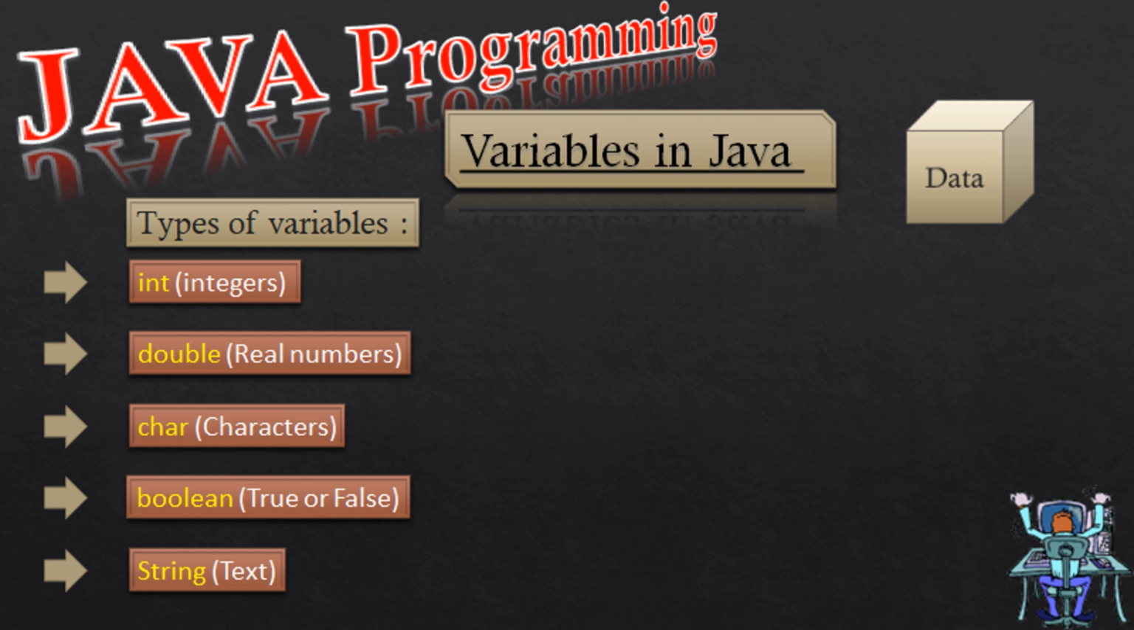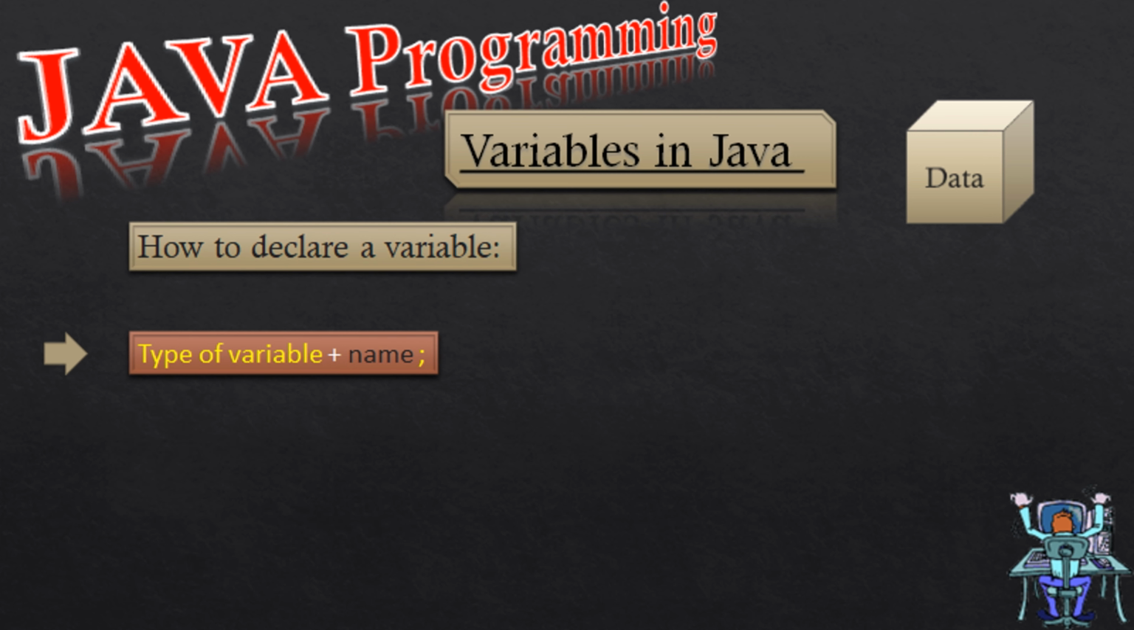Now you may wonder, how do we declare the variables? How do we write the variables in Java? So the rule is, when you want to write a variable, you need to put first the type of the variable, for example int or double, plus the name, followed by a semicolon.